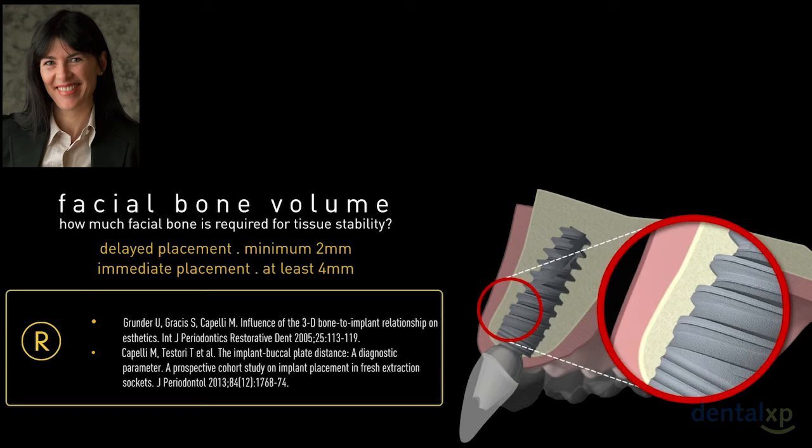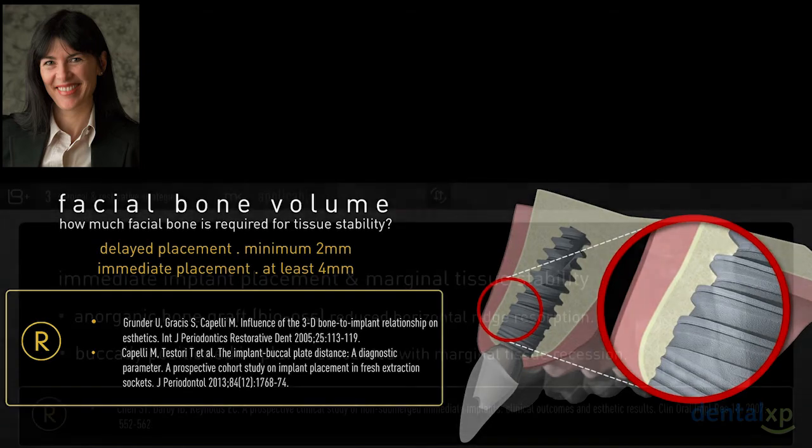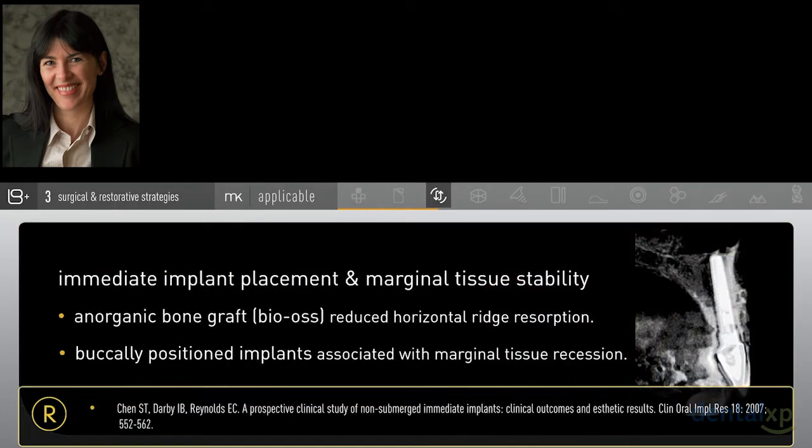You know, we all reference Grunder's work, which said you need at least 2 millimeters thick bone, 3D around your implant. But today, our literature is perhaps making us think a little bit out of the box, and in fact, we probably need a lot more bone when it comes to immediate implant placement at the time of tooth extraction. So when I'm doing an immediate protocol, my goal is now I'm aiming for at least 4 millimeters of facial bone and soft tissue volume to ensure long-term soft tissue success.